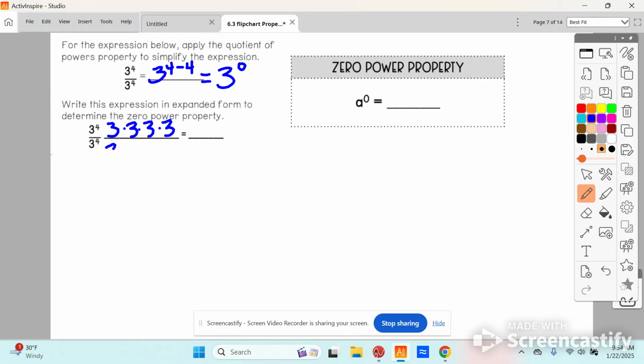I have 4 3's up top, and I have 4 3's on the bottom. And when I cancel, I have 1 and 1 and 1 and 1. Well, 1 times 1 times 1 times 1 is just equal to 1. So with the expanded version and with the quotient of powers property, that tells me that any number to a 0 power would cancel out and I would have 1. So any number to the 0 power would be equal to 1.